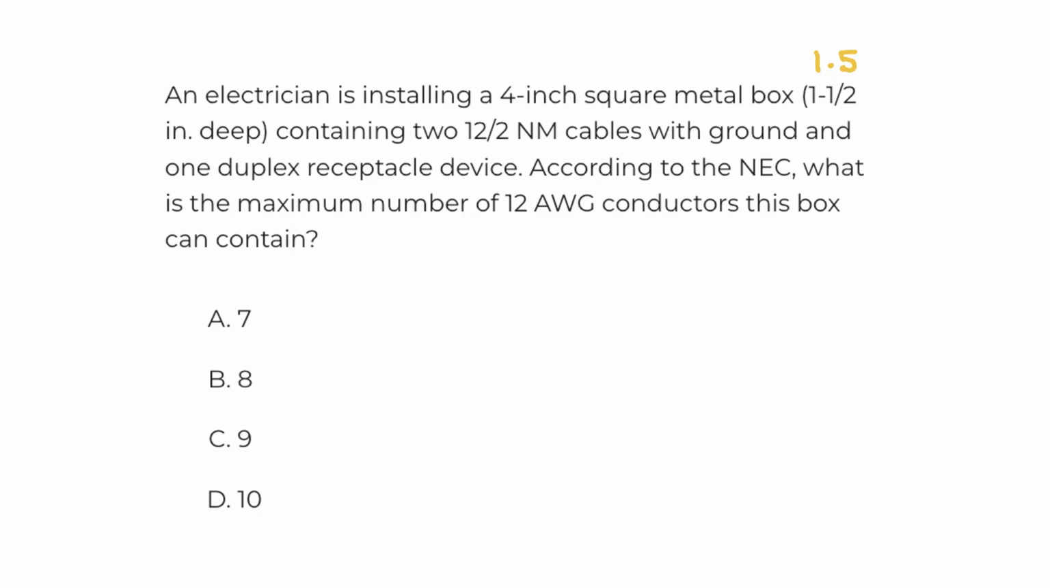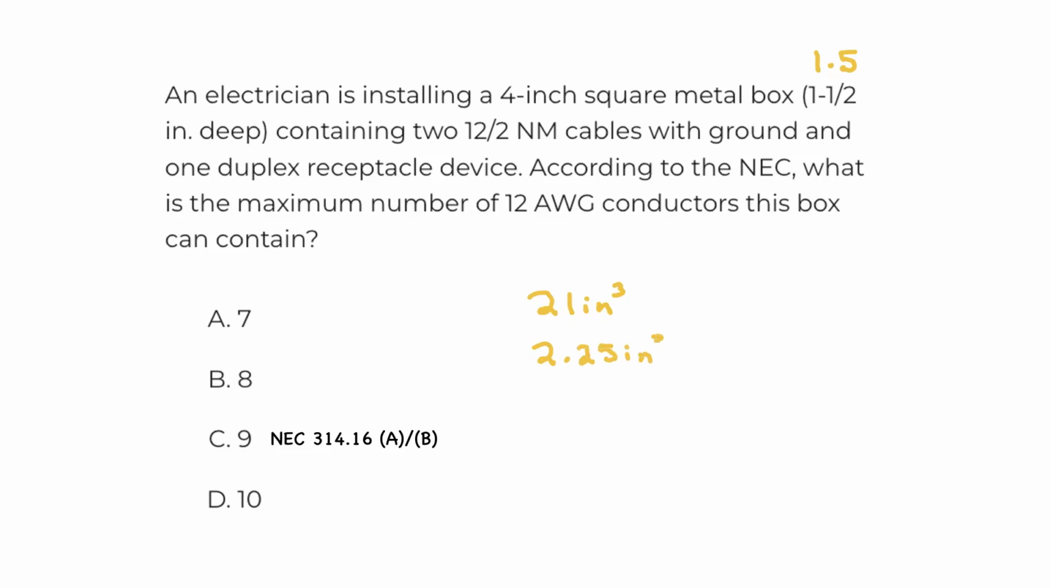Well, in order to answer this question, we can first turn to the NEC, section 314.16, subsections A and B. Here, we can reference the volume of a box with these dimensions. Again, we're talking about 4 inches square and 1.5 inches deep. So the volume of such a box is 21 cubic inches. We then can refer to the NEC to determine the volume allowance per conductor, which is 2.25 cubic inches.